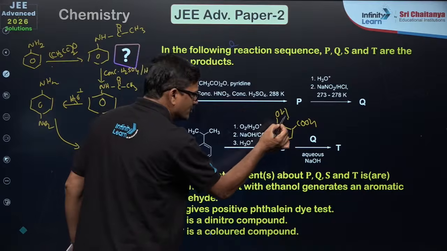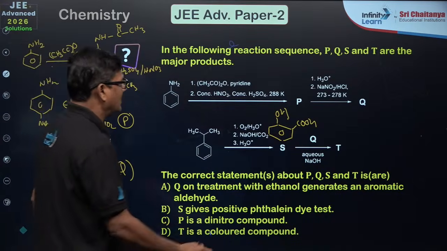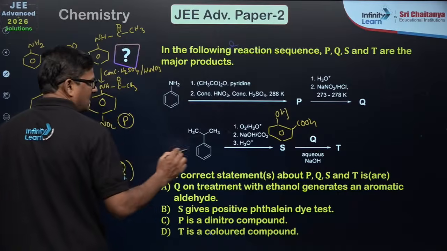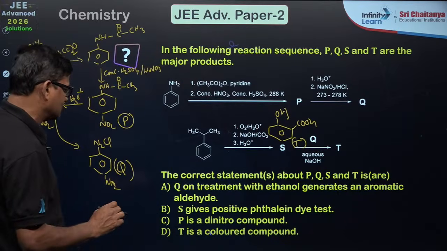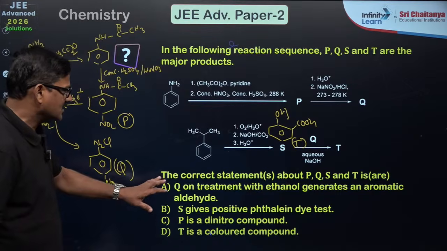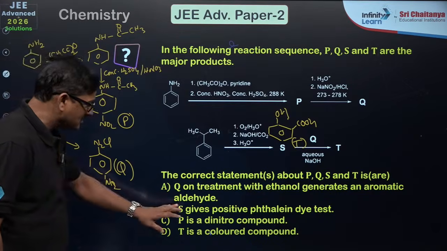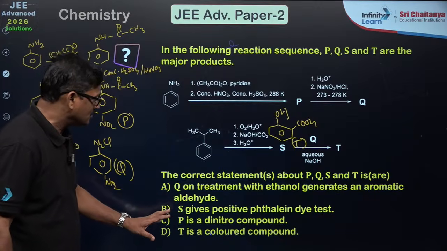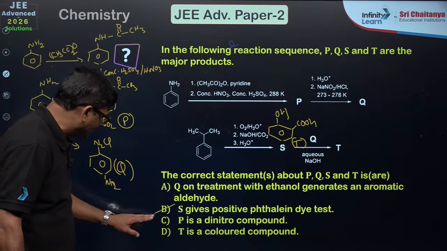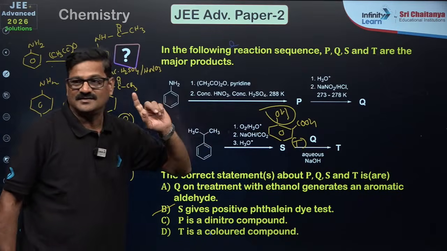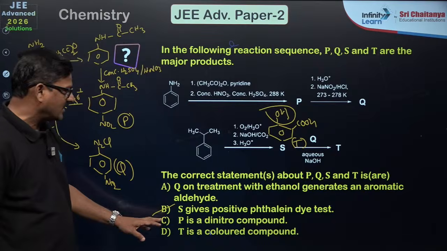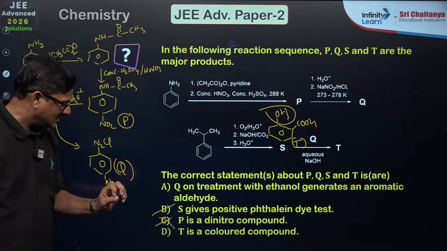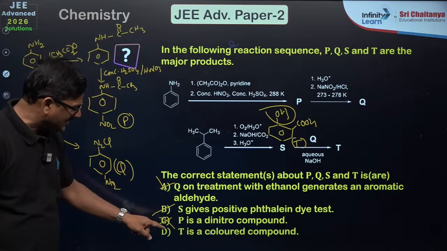So, S is supposed to be salicylic acid, and it reacts with Q and aqueous NaOH. This is your salicylic acid and this is your T actually, and it is said that Q on treatment with ethanol generates an aromatic aldehyde. S gives a positive phthalate test. Yes, it gives a positive test because of the phenolic group. Fine. And also P is a dinitro compound. No. You have only one nitro group in that, right? This is not correct, and T is a colored compound.